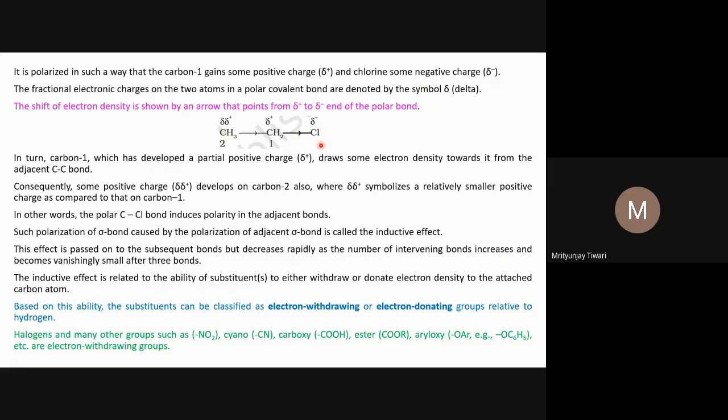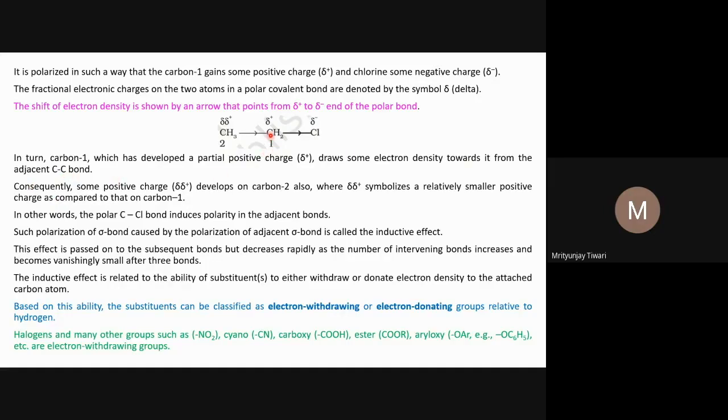So it gains some negative charge, and the carbon atom to which this chlorine atom is linked will gain a certain positive charge, because the electron density is pulled away from the center towards the chlorine. So in turn, carbon one, if you want to do the numbering, this is chloroethane, this is the first carbon and this is the second carbon, so this is carbon one, this is carbon two. Carbon one, which has developed a partial positive charge delta plus, draws some electron density towards it from the adjacent carbon-carbon bond.